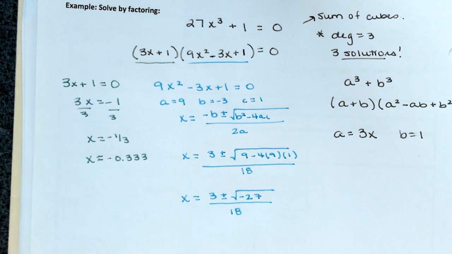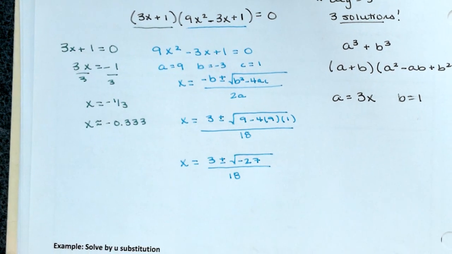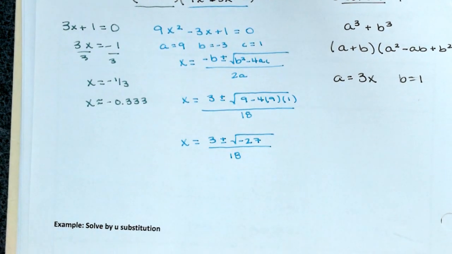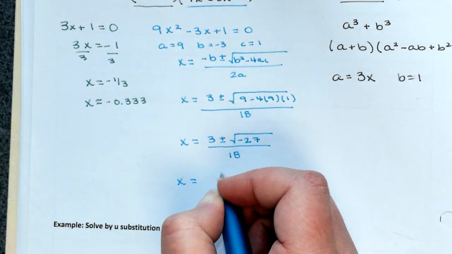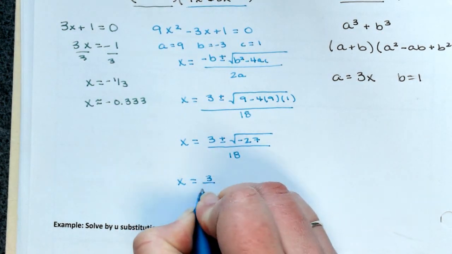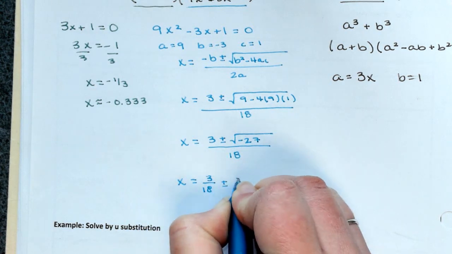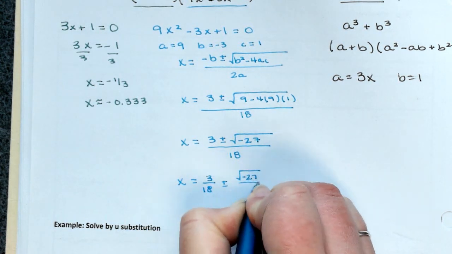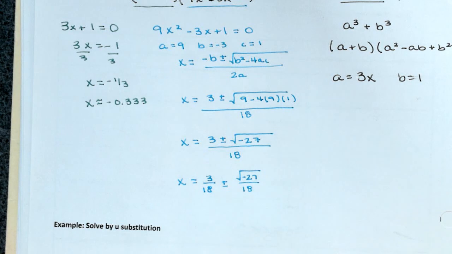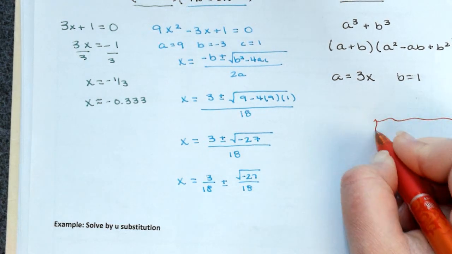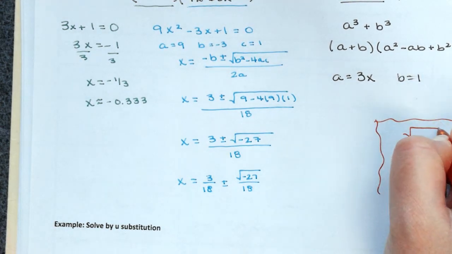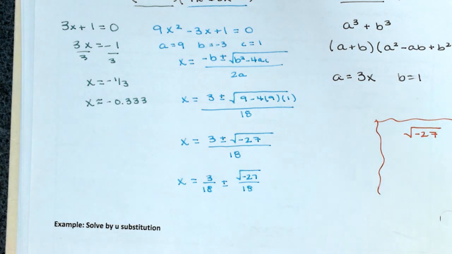How are we doing so far? We feel like we could get up to that part? All right, so then the next part is saying, okay, x is equal to 3 over 18 plus or minus the square root of -27 over 18. But wait a minute. This is where, remember, we can't leave a negative underneath that radical. So we go over here to our scrap paper and we say the square root of -27. I have to simplify that.